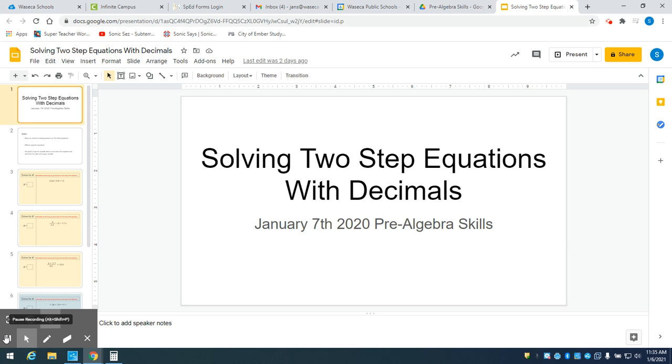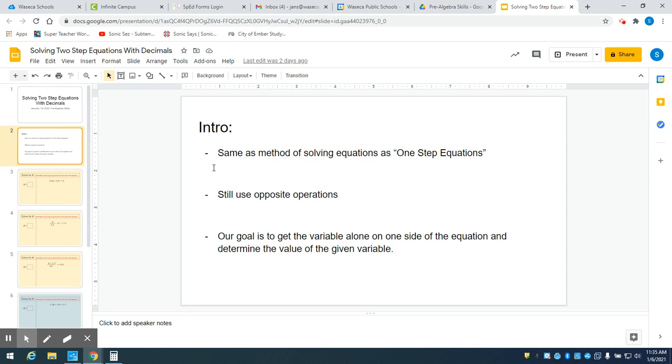All right, so today for pre-algebra, we'll be continuing on, and this will actually be our last day of two-step equations. The only new thing that we have today is these two-step equations are going to include some decimals. So quick intro, we're going to be using the same method of solving equations as we did in one-step equations.